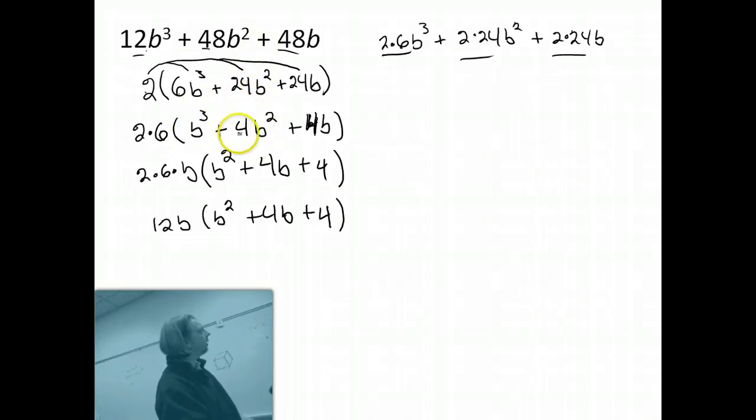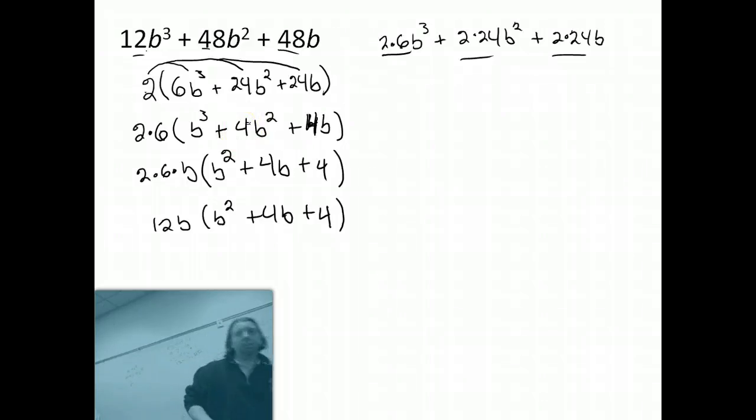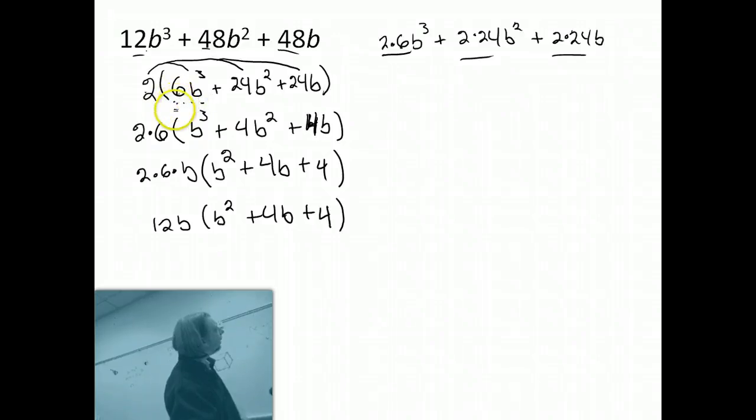Remember, I'm not distributing. I'm factoring. I'm doing the opposite of distributing. I'm pulling out the numbers that they have in common. How did you get b cubed? Because this was 6b to the third. So if I pull off a 6, that just leaves b to the third.